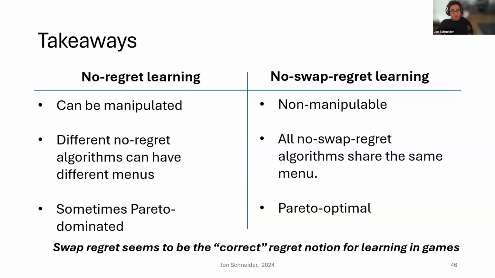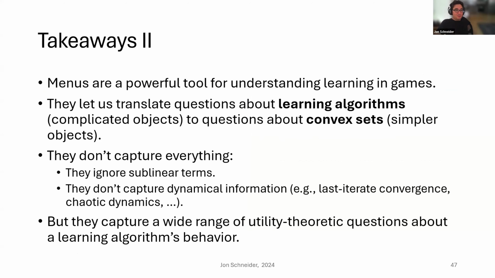On the other hand, no swap regret learning is not manipulable. All these no swap regret algorithms share exactly the same menu, and these no swap regret learning algorithms are Pareto-optimal because they all have the same menu, and it's a Pareto-optimal menu. And I sort of like to think of this as swap regret seems to be the correct regret notion for learning in games. You may or may not agree, but I think this is hopefully at least somewhat compelling for thinking about it this way.